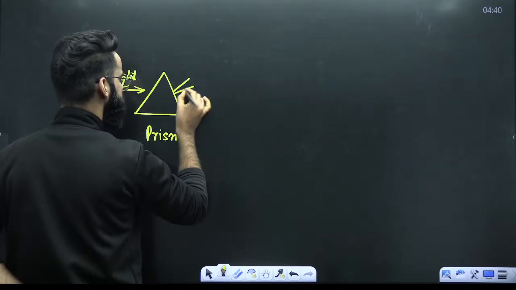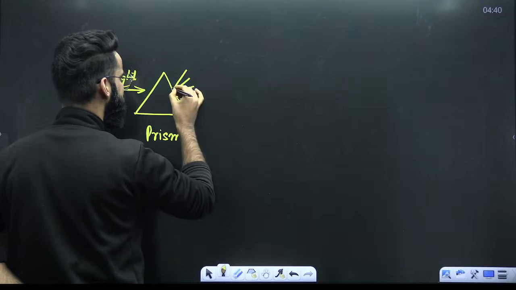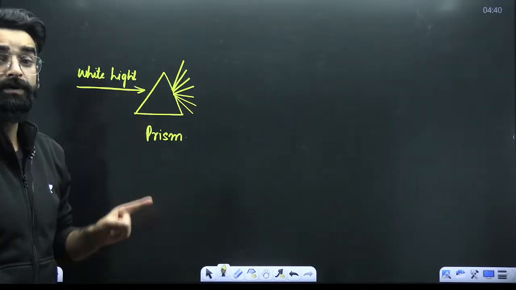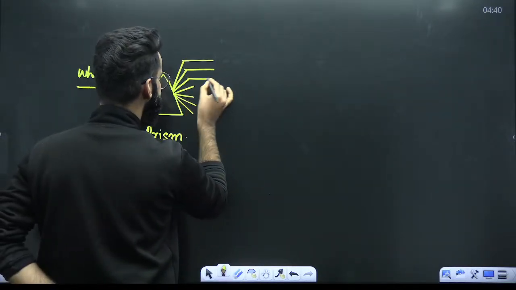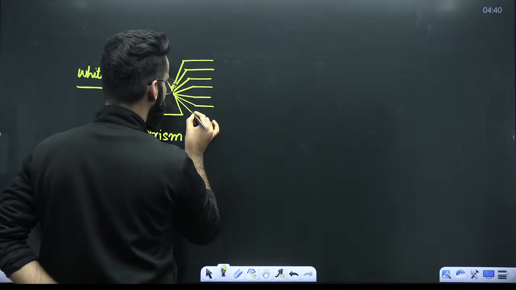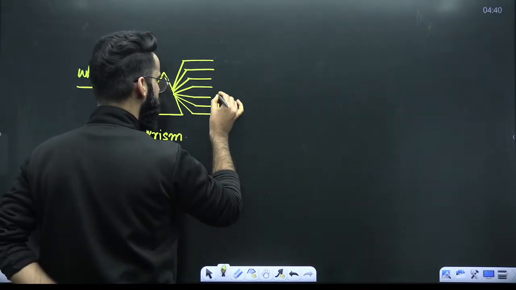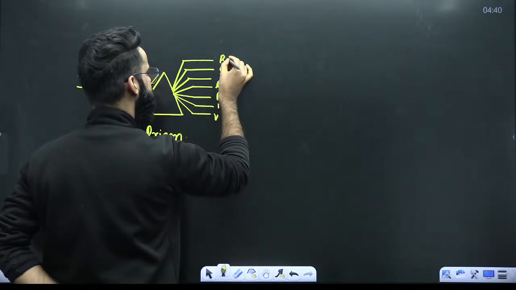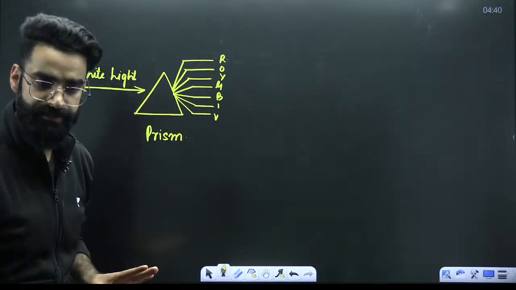Perfect. 1, 2, 3, 4, 5, 6, and let's call this 7. This prism is going to split the white light into 7 different colors. And I'm sure you all know what colors these are exactly. This is your, for example, violet, indigo, B, G, Y, O, and R. Perfect.